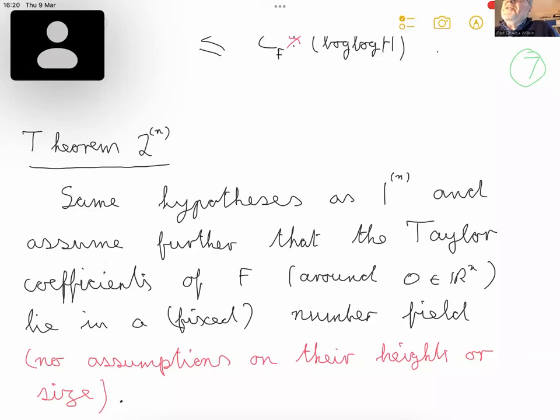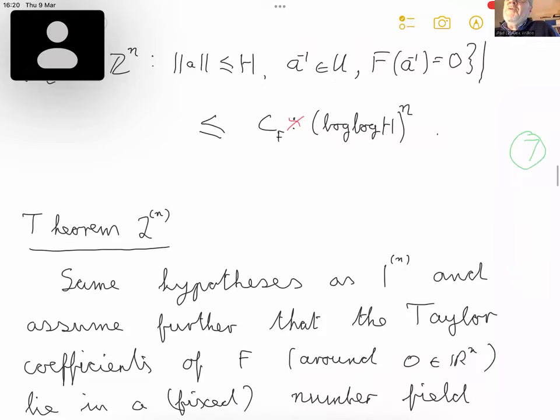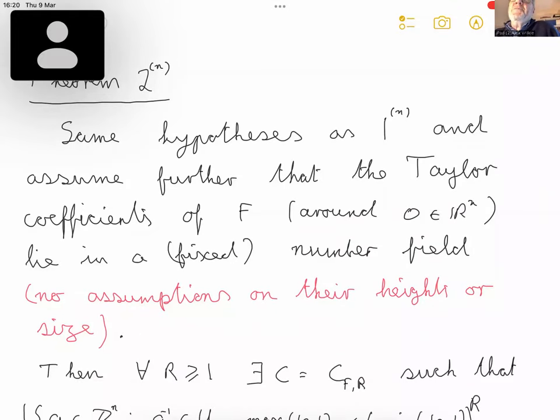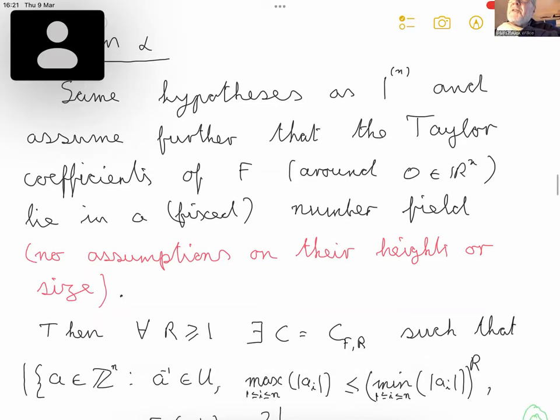Right. So that's the theorem I call Theorem 1n. And we also have an algebraic number field version, which I call Theorem 2n. So this is the same hypothesis. We have a function defined in the neighborhood of the origin in real n-space, whose zero set has empty algebraic part. And we assume further that the Taylor coefficients of F around zero lie in a fixed number field. Now, there's also something observed by Gal Binyamini in his proof: you don't need any assumption about the heights of these Taylor coefficients or even their modulus. Well, except, I mean, there's a natural bound coming from convergence, but there's no need to have any extra bound on the height as elements of the number field or on the modulus.